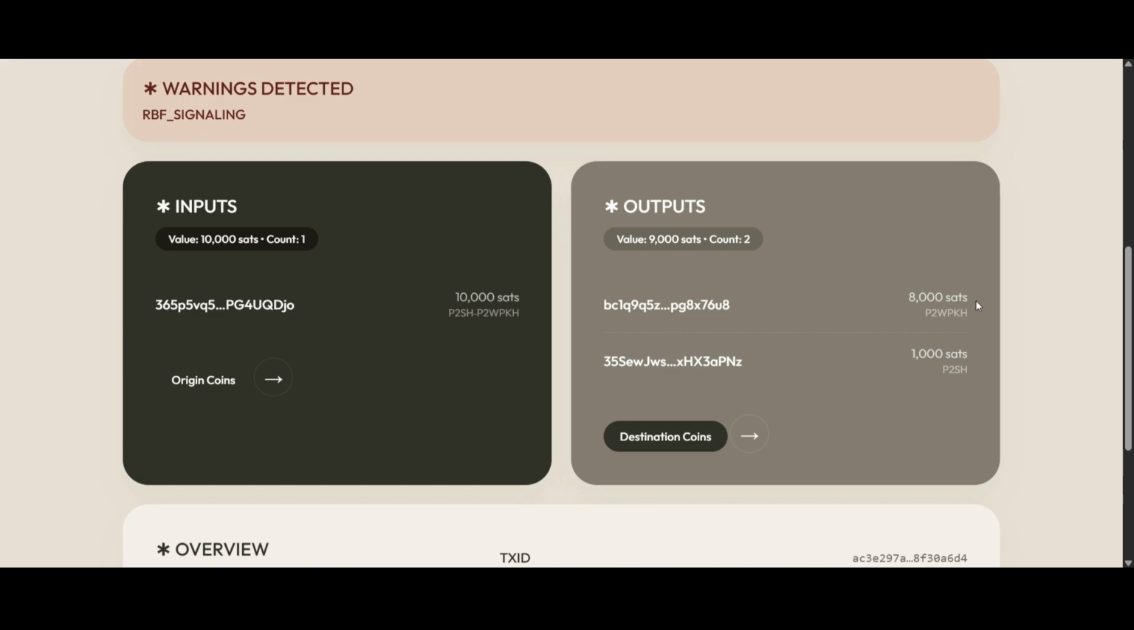For example, here we see P2WPKH. This is standard security addresses, and P2SH, and the most modern privacy-focused locks, Taproot, as well in some cases. You might also see OP_RETURN, which is a way to permanently burn a tiny amount of coin to write arbitrary messages on the blockchain.